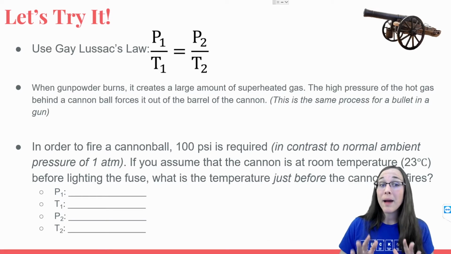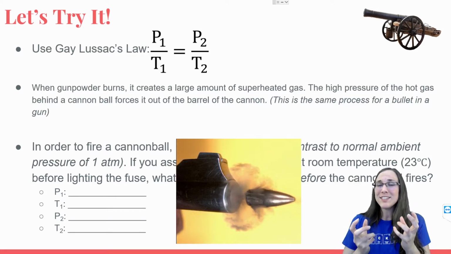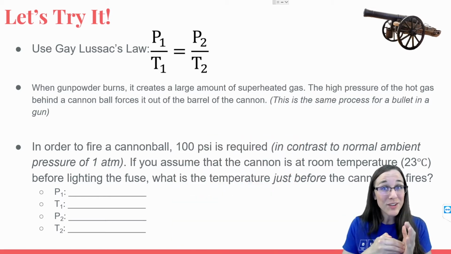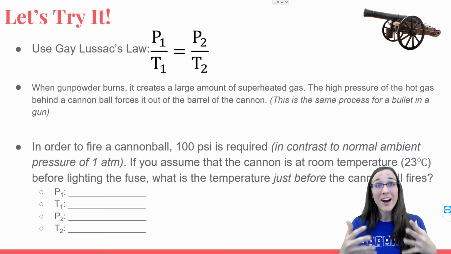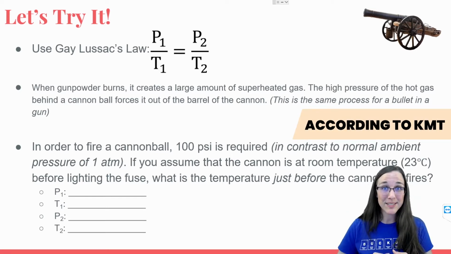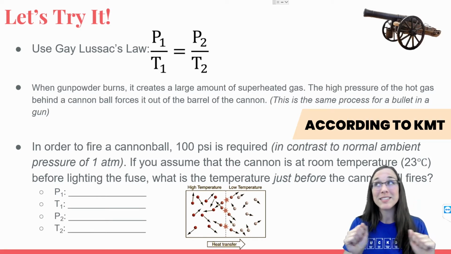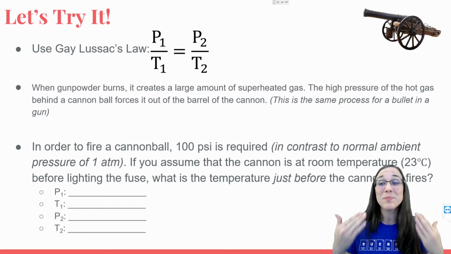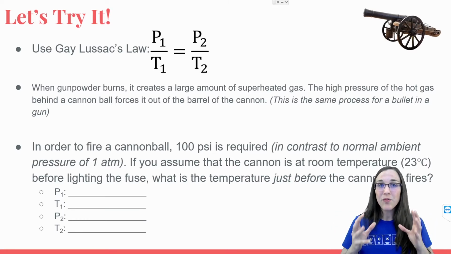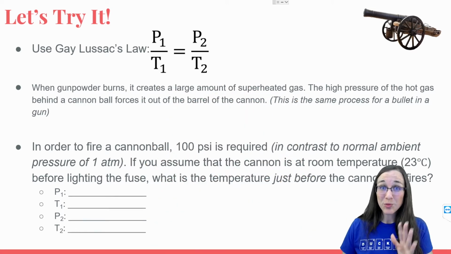Awesome. When gunpowder burns, it creates a lot of superheated gas. And since it creates a lot of gas, it applies perfectly to our gas laws, of course. The high pressure of that hot gas, because remember, according to KMT, temperature increases the average kinetic energy of those gas molecules, therefore they move faster, hit the walls of their container faster, and cause increased pressure. And that increased pressure is the force needed in order to launch a cannonball out of a cannon. So let's solve this real-world problem.